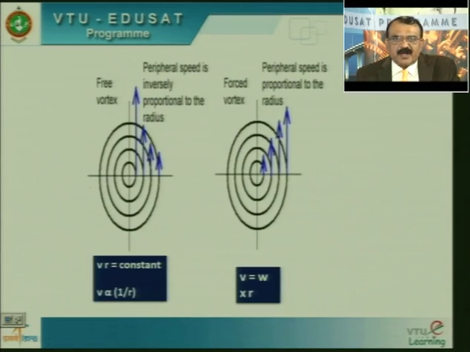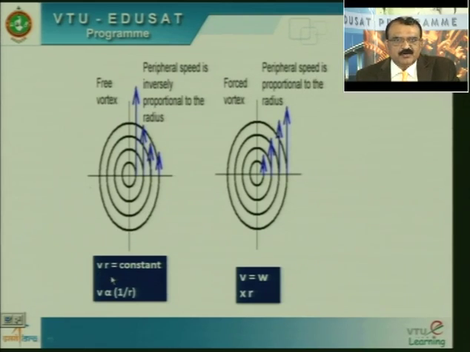Now this is what I mentioned here. Remember, in case of a free vortex, we know that external force is not required to rotate the fluid mass, whereas in case of a forced vortex, you require some external force or mechanical force in order to rotate the fluid mass. The same thing is represented here. Look at that. In case of a free vortex, the peripheral speed is inversely proportional to the radius. Again I repeat, the peripheral speed is inversely proportional to the radius in case of a free vortex. In case of a forced vortex, peripheral speed is proportional to the radius.